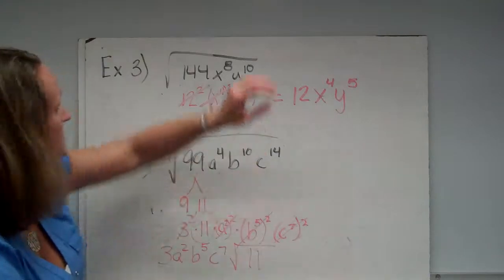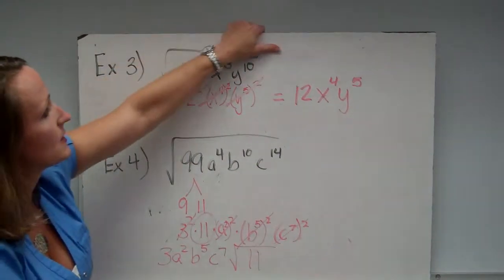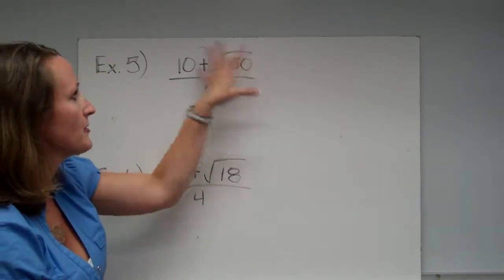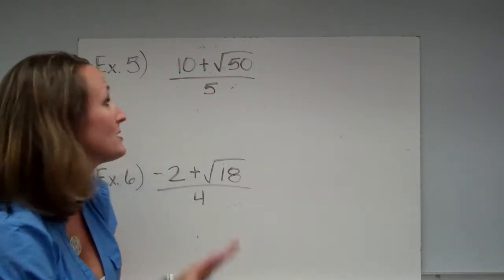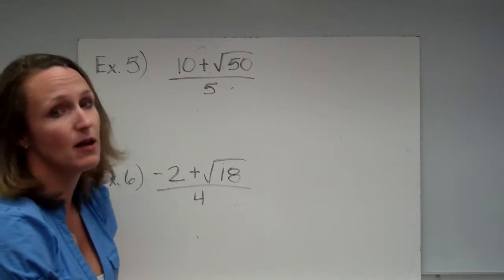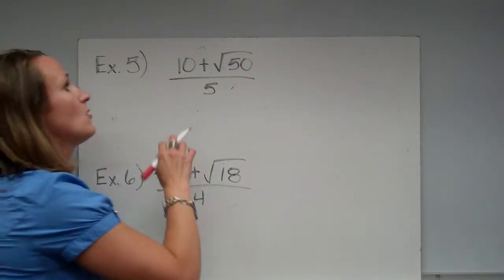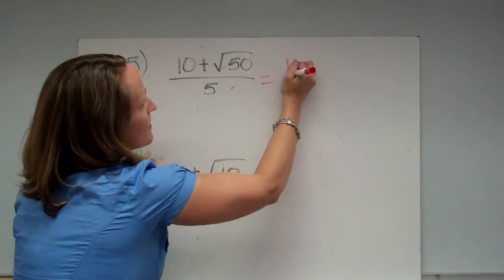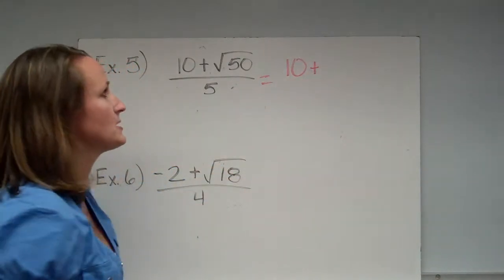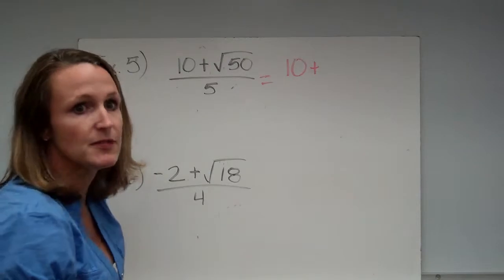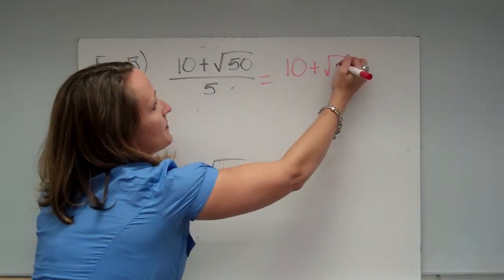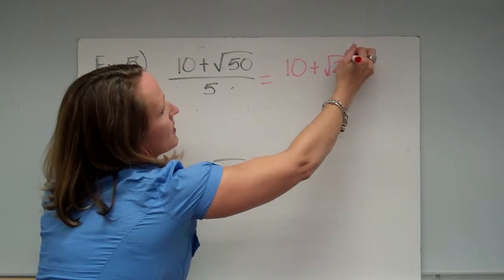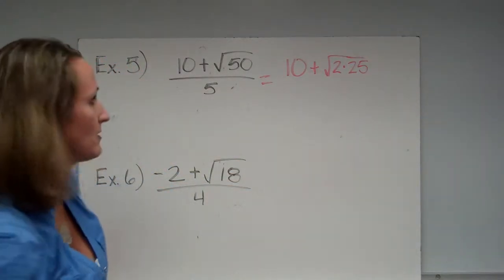Aside from just doing problems like that, we would use it sometimes when we use the quadratic formula, and we might end up with an answer like this. But we can look at this and tell it's got to break down some more. So I'm going to leave my 10 where it is, but I want to break down my square root of 50. The square root of 50 is the same as 2 times 25, and we know that 25 breaks down into 5 squared.